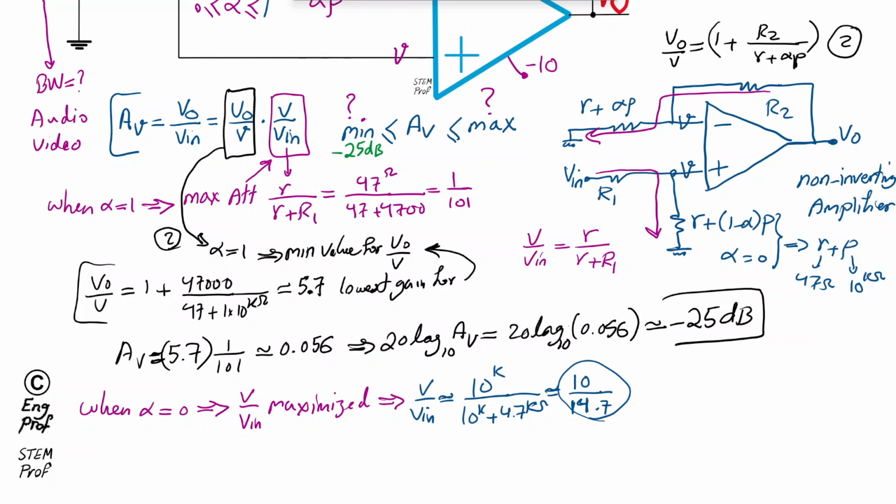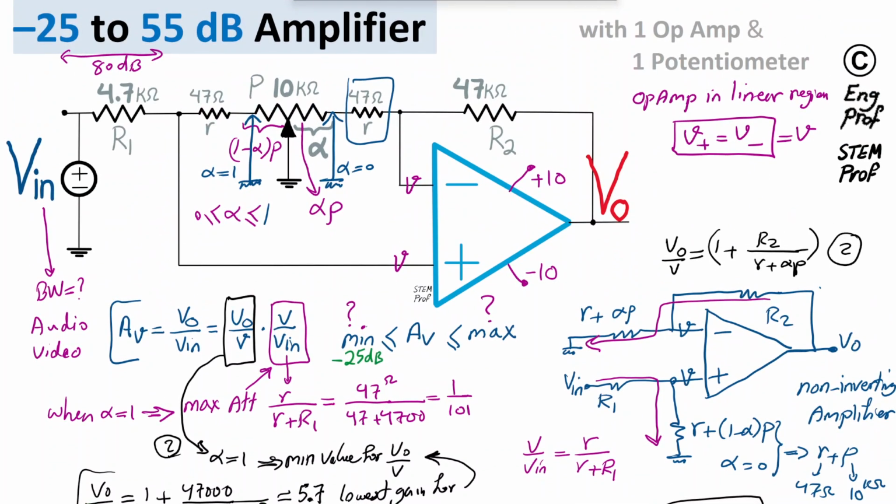So that is the V over Vn, this portion. What about the gain portion of the circuit? Well, that's maximized. You can see that. Here in the gain portion, following formula number 2, the alpha is now 0. So the denominator is minimized, which means the whole thing is maximized. So the gain with alpha 0 now is R2 over R plus 1.